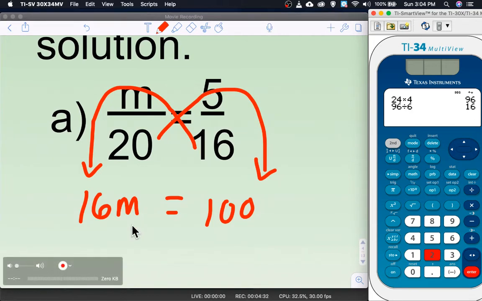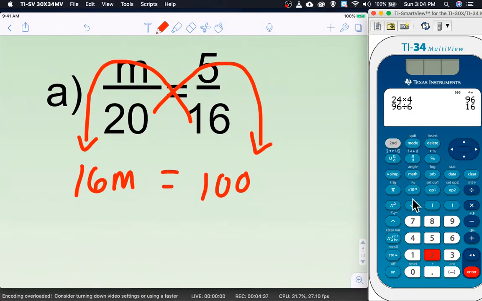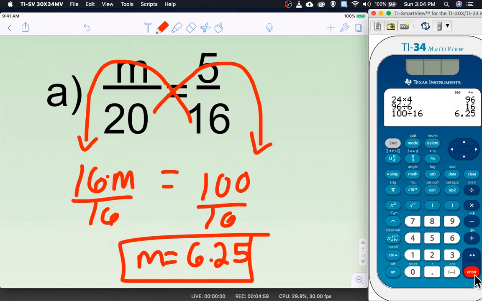So this equation here, this 16m equals 100, I'm going to solve, because this is a multiply, I'm going to divide by 16 on both sides, and m should equal, wait, let me get rid of this 2, there we go. 100 divided by 16 should be 6.25.